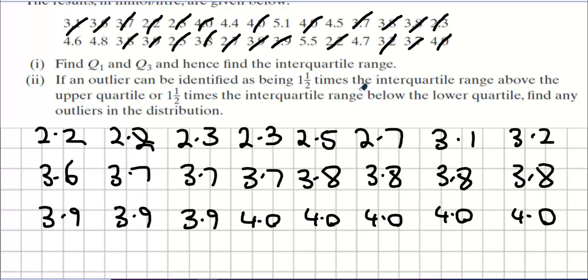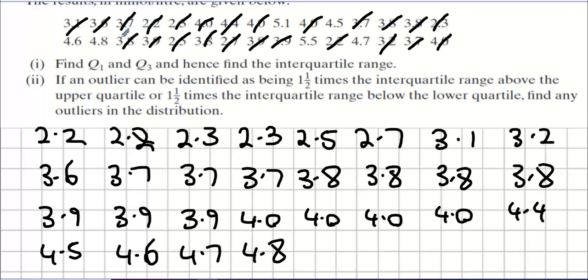And what's next then? 4.4 as well. And then a 4.5. And then a what? A 4.6, a 4.7, and a 4.8. All right. And a 5.1 and a 5.5. What's a quick way of checking if we have all the numbers?